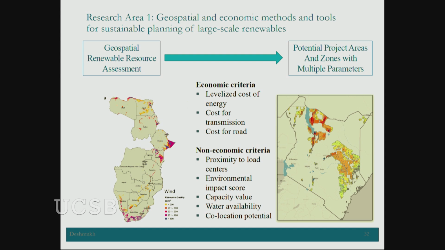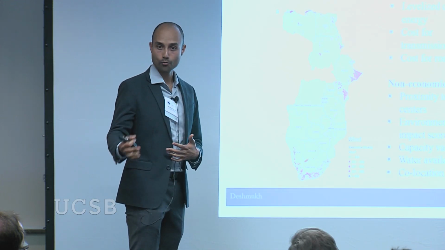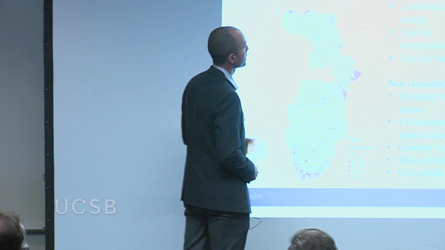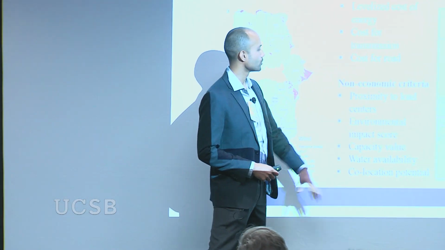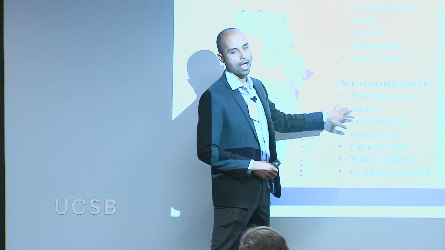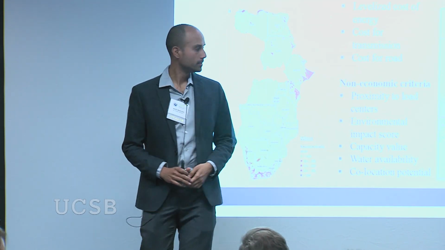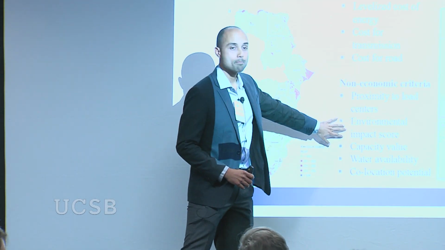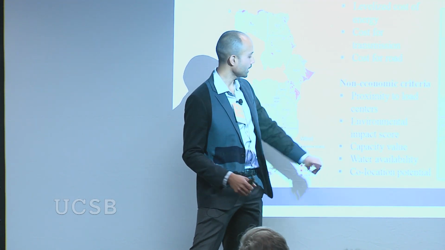And then we estimate a host of different criteria for each of these potential project areas. The economic ones are levelized cost of energy for generation, and for transmission, like how much would it cost to extend a transmission line to the nearest substation, right? Or how much would it cost to extend a road to the nearest road infrastructure? But we also estimate a host of non-economic criteria, like how close is it to a load center, or an environmental impact score for that potential project area.